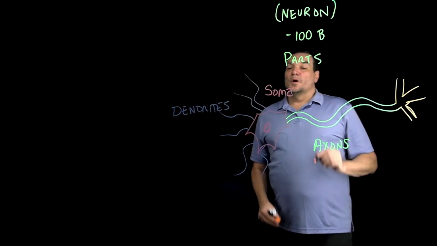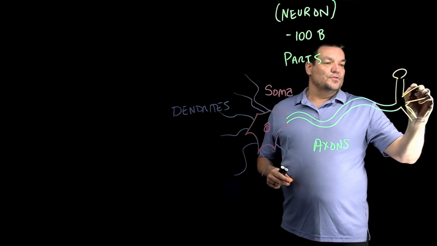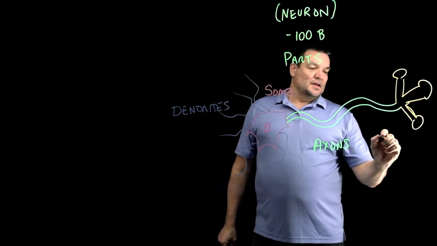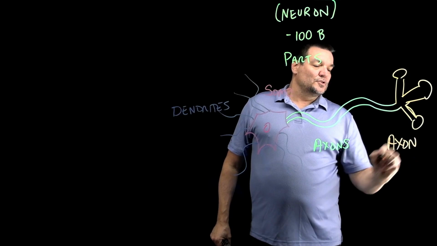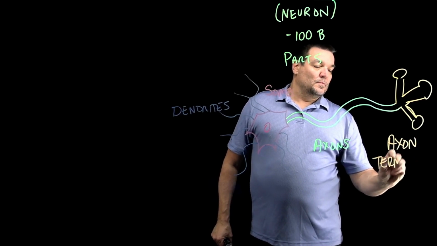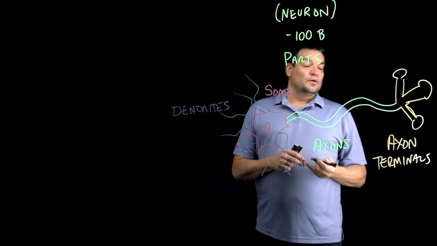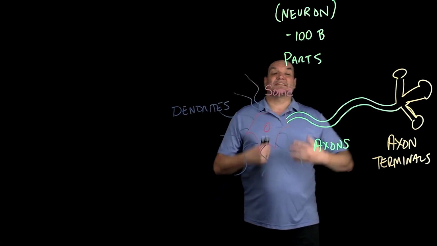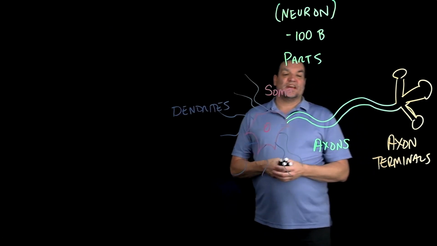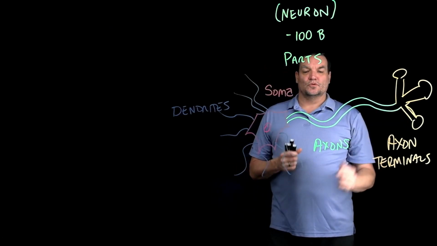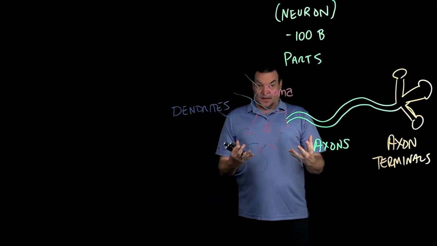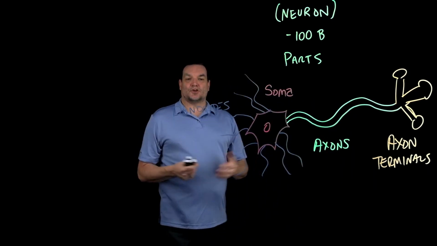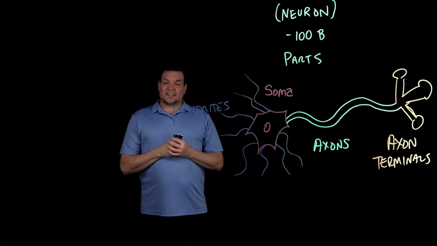is these little bulbs, these little knobs at the very end of the axon, known as axon terminals. Sometimes called terminal buttons, sometimes called presynaptic knobs, but it's fine if you want to think about axon terminals. Terminal being the end. And of course, since this is the end of an axon, these will be axon terminals. What is the role of the axon terminals?